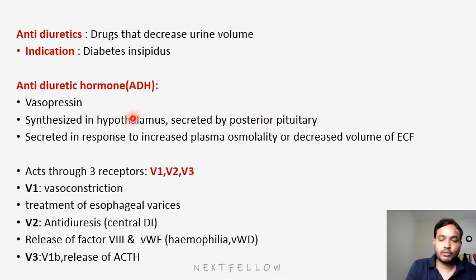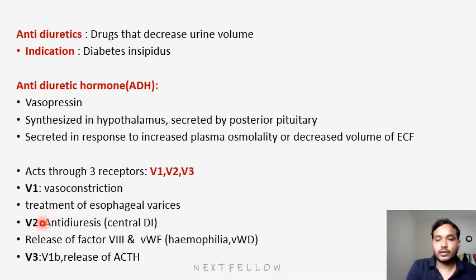This hormone acts on three receptors, that is V1, V2 and V3 receptors. If it acts on the V1 receptor, it causes vasoconstriction. So this will be beneficial in treating esophageal varices, variceal bleeding conditions. In those conditions, a V1 agonist will be beneficial.